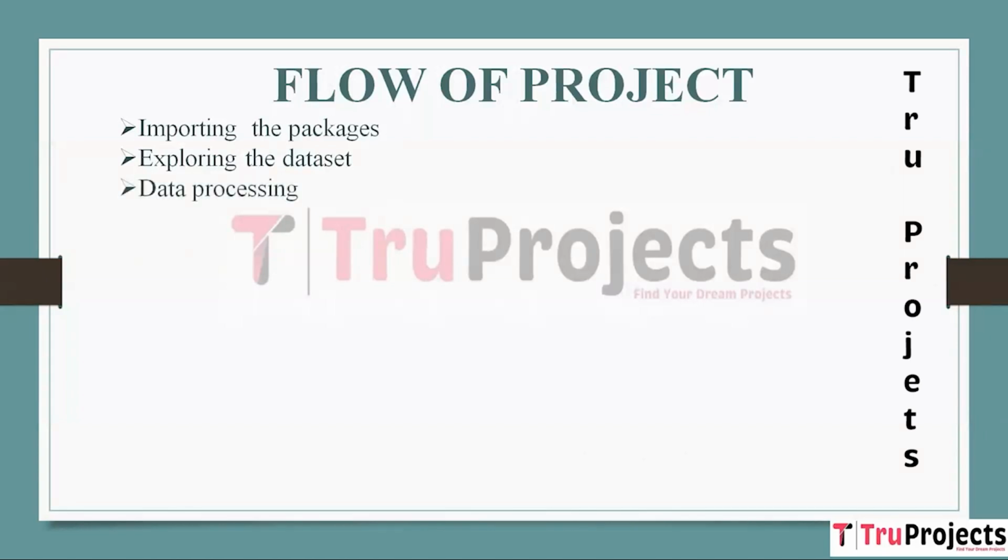Data processing. Data processing involves preparing the dataset for analysis. This encompasses tasks such as handling missing values, encoding categorical variables, scaling numerical features, and potentially transforming the data to meet the requirements of the selected machine learning algorithms. Pre-processing is a crucial step to ensure that the data is in a suitable format for the subsequent modeling phases.